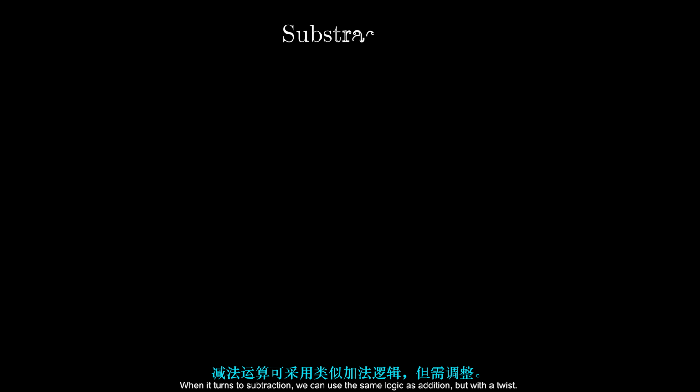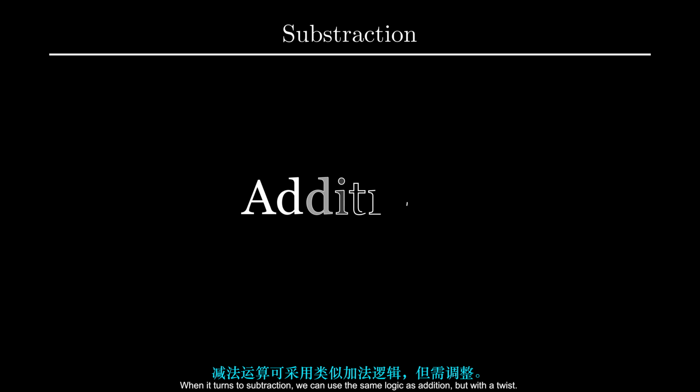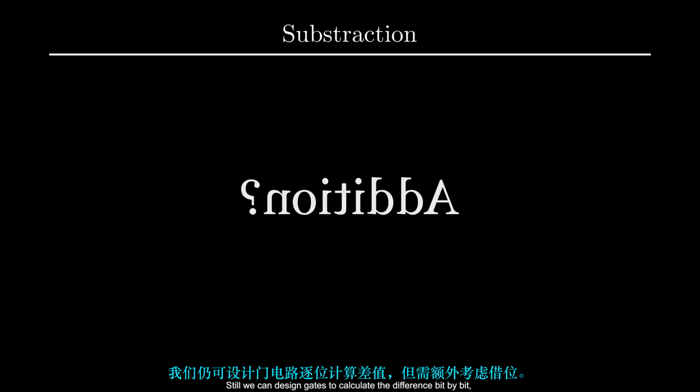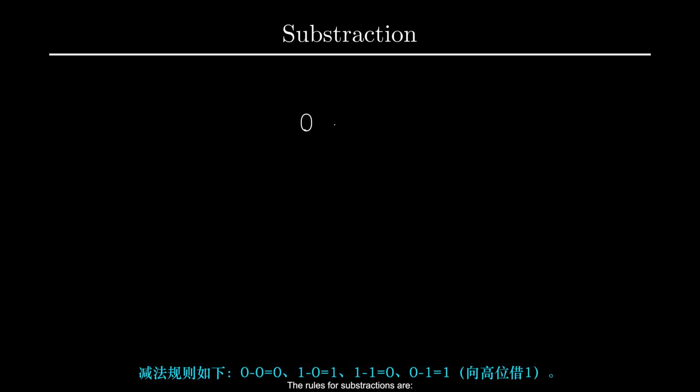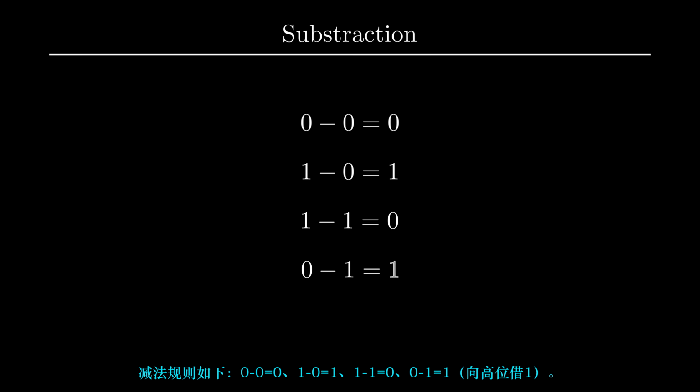When it turns to subtraction, we can use the same logic as addition, but with a twist. Still, we can design gates to calculate the difference bit by bit, but we need to calculate the borrow bit as well. The rules for subtraction are 0 minus 0 equals 0, 1 minus 0 equals 1, 1 minus 1 equals 0, and 0 minus 1 equals 1 with a borrow of 1.